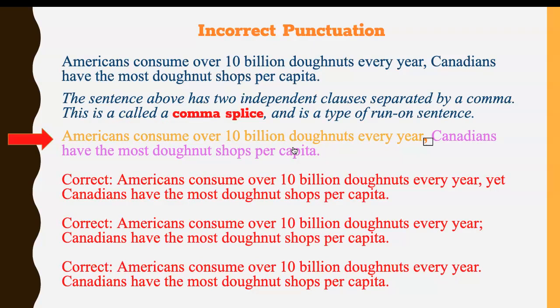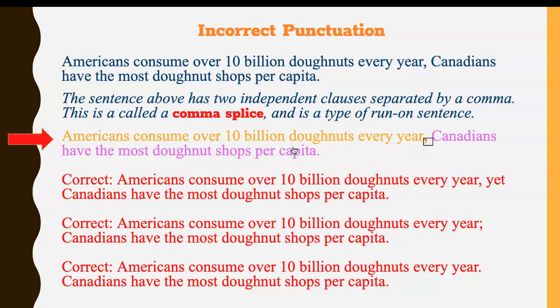Now this one is a little bit different. We can tell in this sentence somebody tried to break up the run-on sentence but didn't quite do it correctly. So let's look at it. Americans consume over 10 billion donuts every year, comma, Canadians have the most donut shops per capita, period.